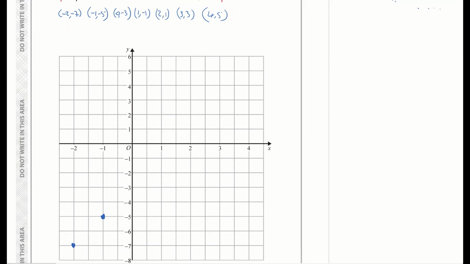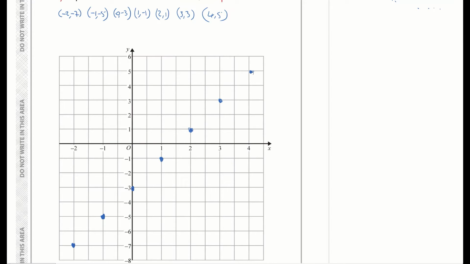Then I'm going 0. So I'm staying put, but I'm going down to minus 3 on the y. 1, minus 1, so I'm staying on 1 on the x, down to negative 1 on the y, so that's there. Then I'm going 2 up to 1. I'm going to 3, 3, so across the 3 on the x, up to 3 on the y. And my final point is across the 4 on the x and up to 5 on the y.